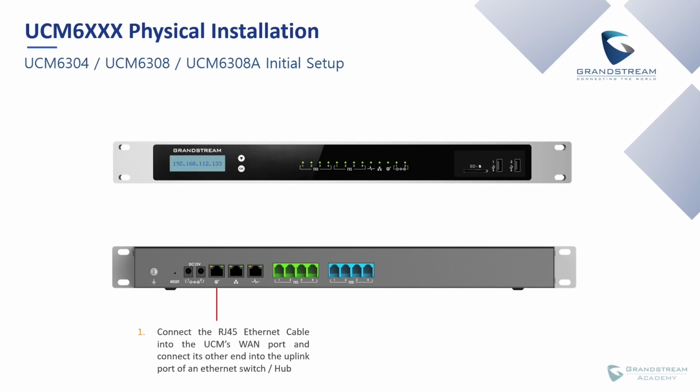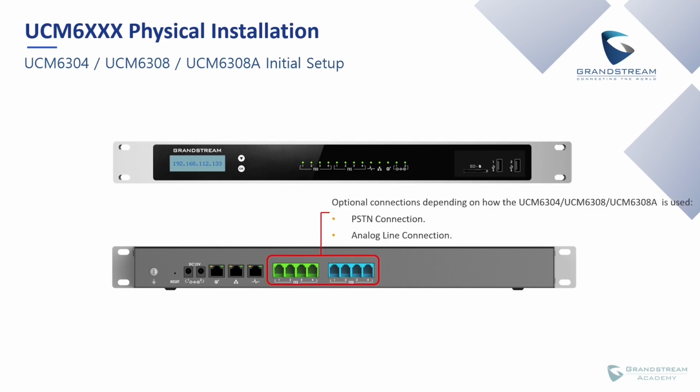Once the UCM is successfully connected to the network, the LED indicator for WAN in the front will be solid green and the LCD will display the IP address. And we have optional connections depending on how the UCM6304 is being used. You can connect PSTN line from the wall jack to the FXO ports, as well as connecting analog lines, either phone or fax, to the FXS ports.